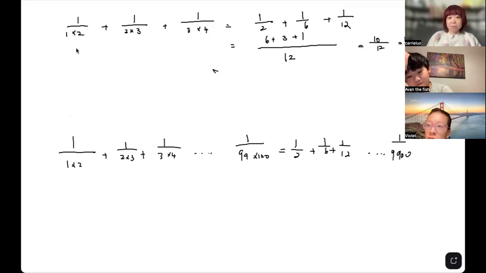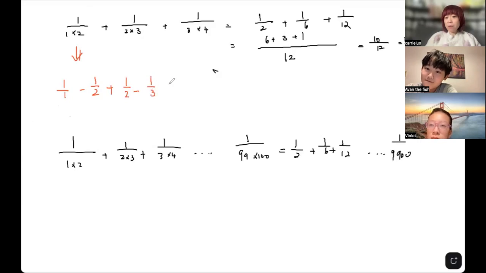So how do we simplify it? Evan, we have learned 1 over 1 times 2. We actually can make it 1 over 1 minus 1 over 2, correct? Remember? And 1 over 2 times 3, we can change it to 1 over 2 minus 1 over 3. Am I right? And 1 over 3 times 4 should be 1 over 3 minus 1 over 4.